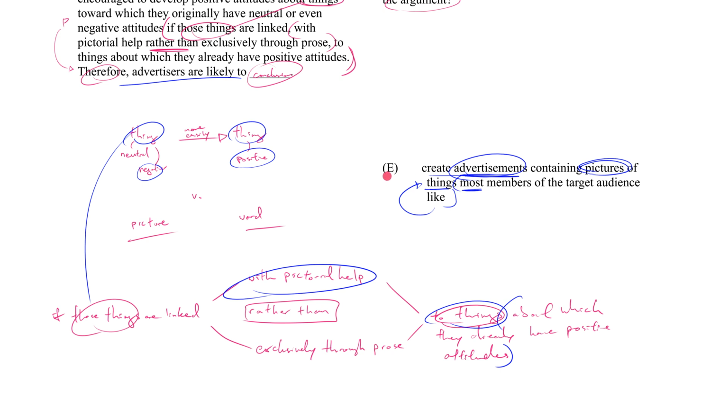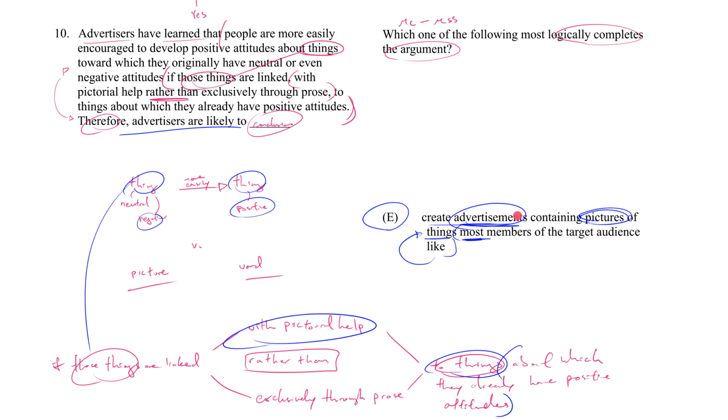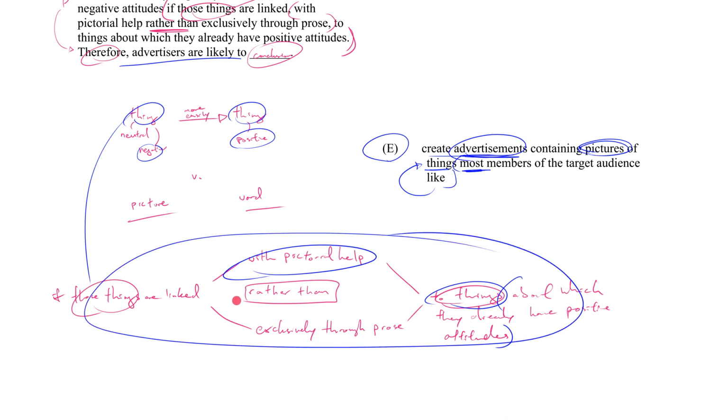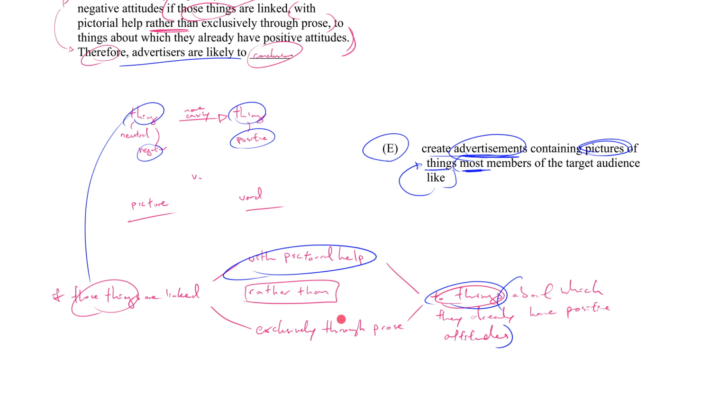So here, all E did was add in this most. And if you think about that, it makes sense. What are advertisers trying to do? They're trying to sell, right? Surely you wouldn't want to sell to few, right? Of course you want to sell to most. Knowing that advertisers understand this about consumer psychology, it makes sense to say that therefore they're likely to attempt this.